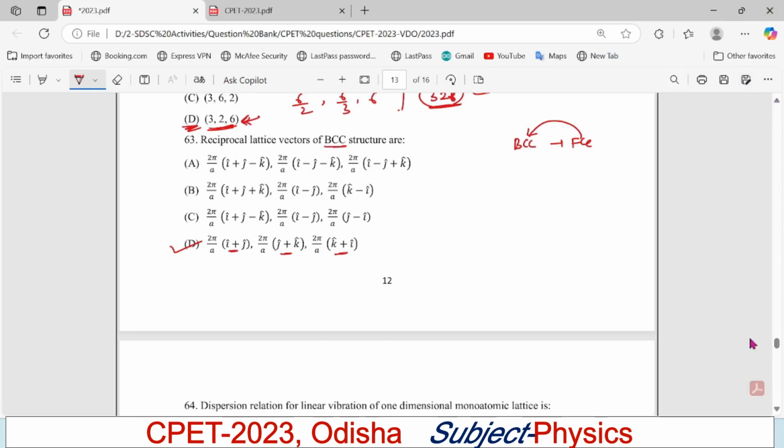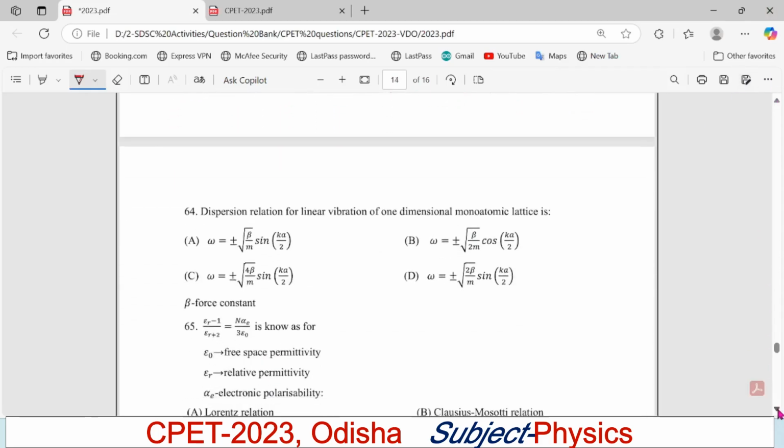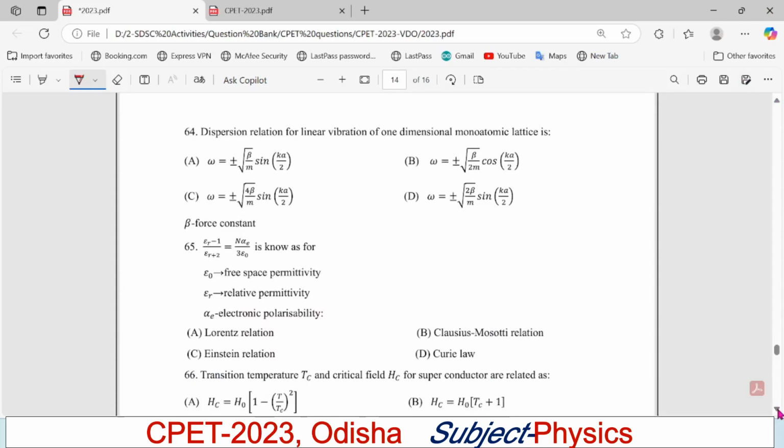Next question, question number 64. This is a direct question: the dispersion relation for linear vibration of a 1D monoatomic lattice. You have to remember this dispersion relation. What will be omega? The omega value will be equal to plus or minus 4 beta by m, sin Ka by 2. Option C is the correct answer. Right, now we are going to move to our next question.